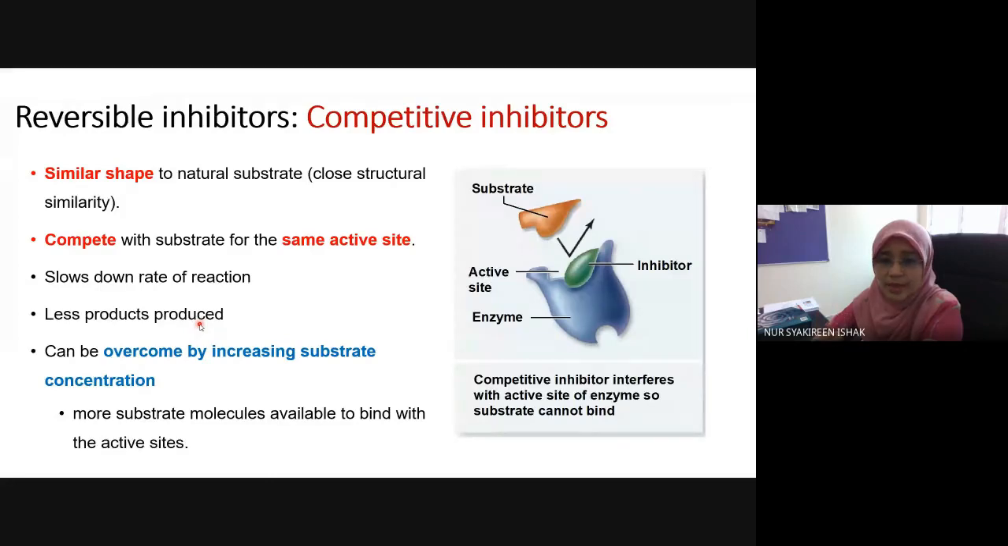But you can overcome the effects of competitive inhibition by increasing the substrate concentration. If you keep on adding substrate to the reaction where the inhibitor is present, you have more substrate molecules in the reaction, so the enzyme will have a higher chance to bind to the substrate instead of binding to the inhibitors. So that's how you overcome competitive inhibition, by increasing the substrate concentration. The more substrate you add, the higher the chance the substrate collides with the enzyme and binds to the enzyme, and the enzyme can catalyze the reaction to produce the products.